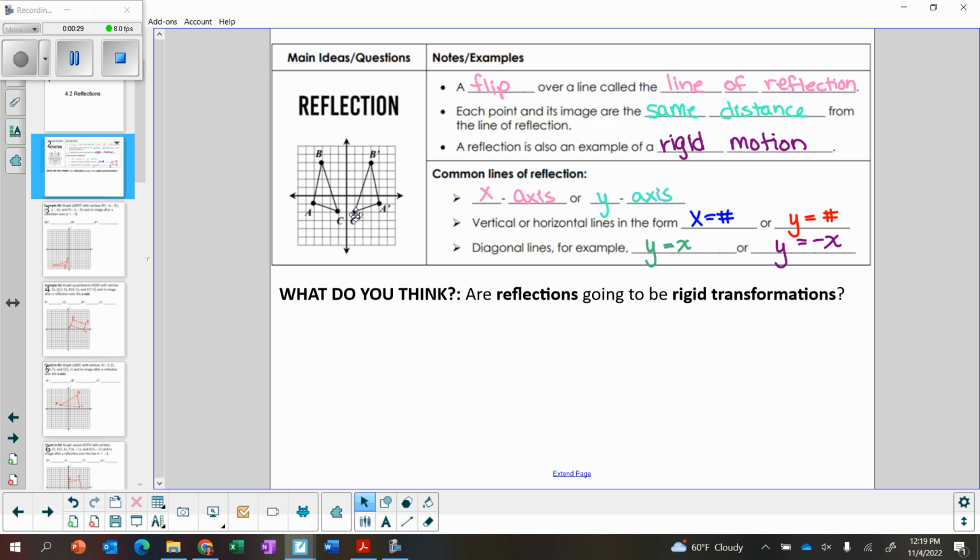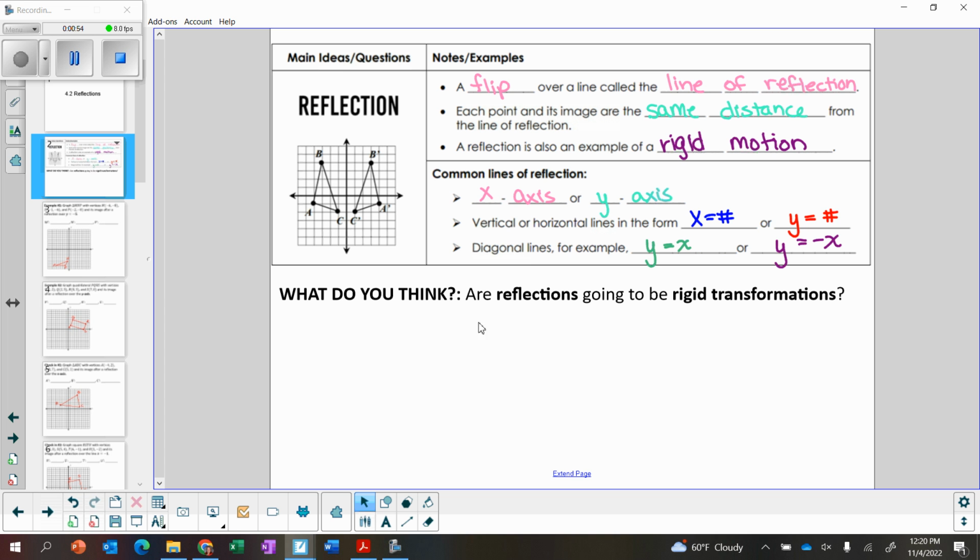The most common lines of reflection are lines like the x-axis or y-axis, right? This line here is the x-axis. This line here is the y-axis. We actually see a reflection in the y-axis in this picture. Other common lines are a vertical or horizontal line in the form x equals a number or y equals a number, which we talked about in section 4.1, or diagonal lines, like the equation y equals x or y equals negative x. And we're going to talk about both of those.